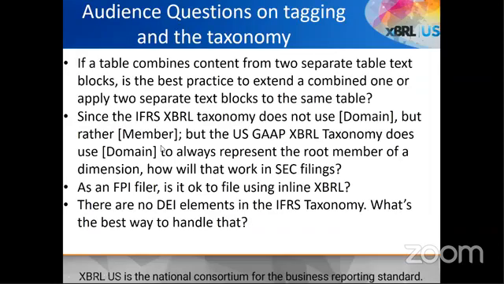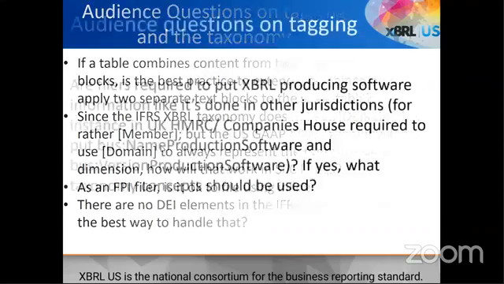The final question on the slide is there are no DEI elements in the IFRS taxonomy. What's the best way to handle this? Well, I'm glad they're not. You basically are just going to import the DEI taxonomy. If you look at the sample instance when that comes out, you'll see that you're handling it in exactly the same way that you do in US GAAP, which is it's a different namespace and different set of elements. Okay, thank you. If we go to the next slide, please.